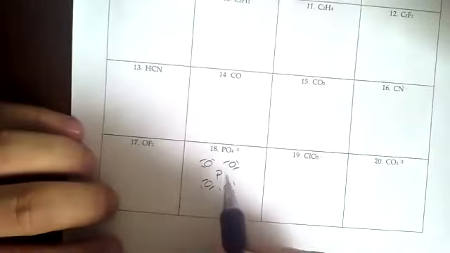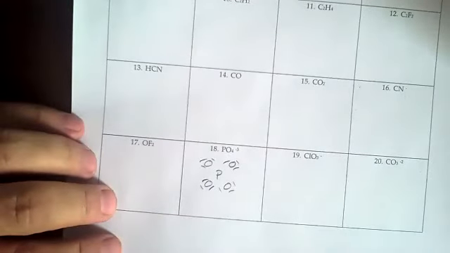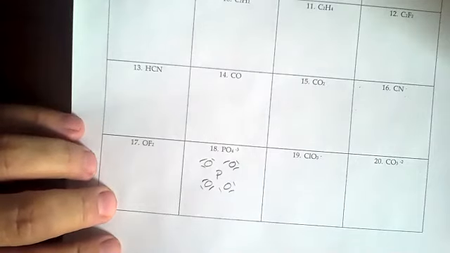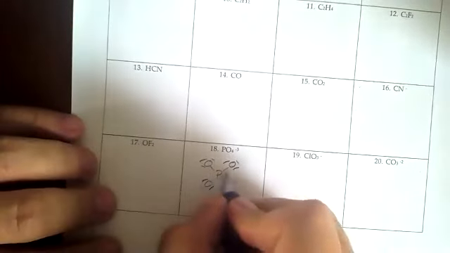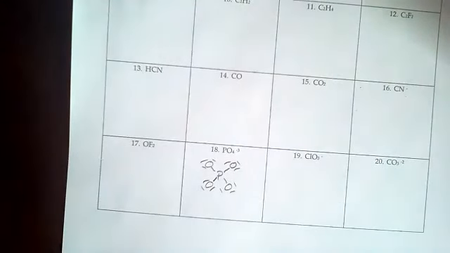And look how many bonds I need. 4. How many electrons is that going to take? 8 valence electrons. How many is phosphorus throwing in? Because it has 3 extras, it's throwing in 8. Well, that's super convenient. 2, 4, 6, 8. And I have everything bonded.